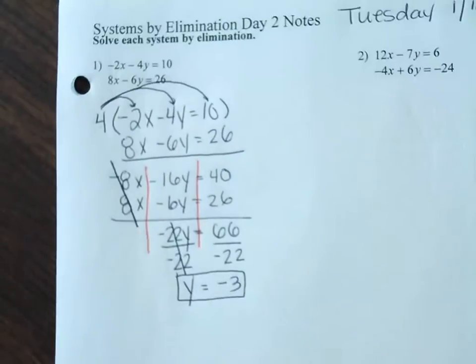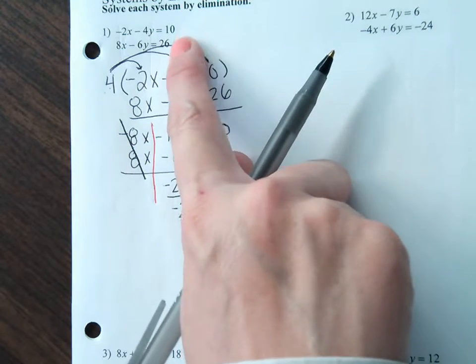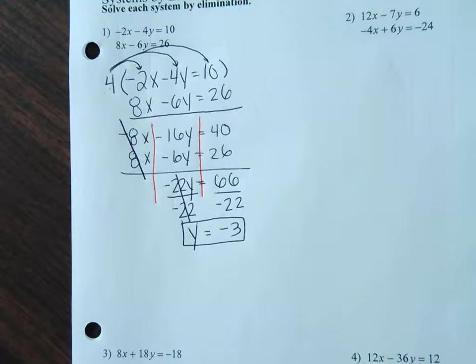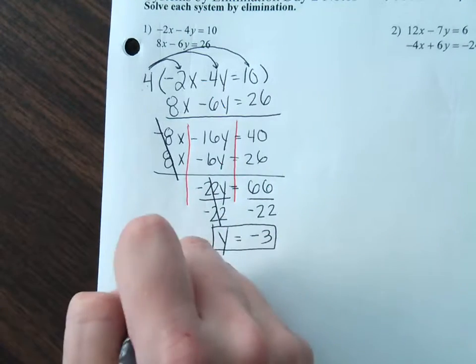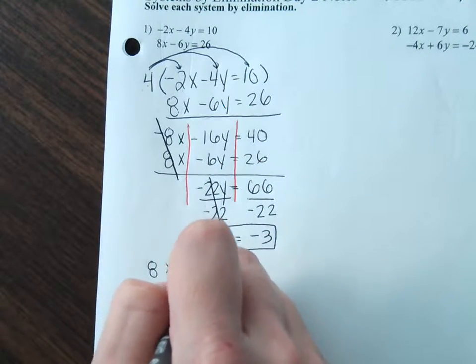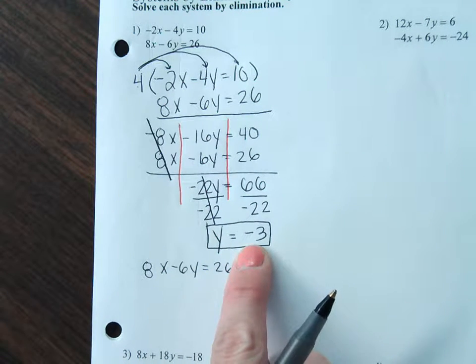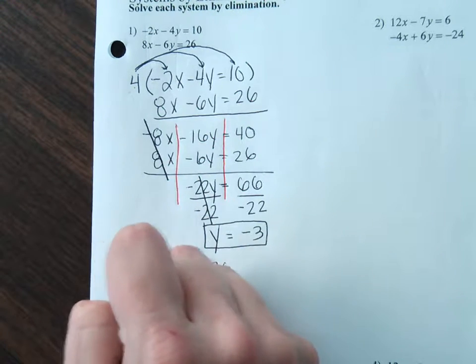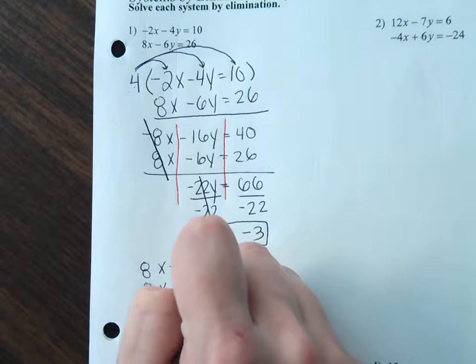Now we do the same thing as we did before once we found our first value. You can pick one of these two equations, or you can pick one of these two equations. It doesn't matter. You're going to get the same answer no matter what. So I'm going to choose the second equation. So we have 8x minus 6y equals 26. We are replacing y with negative 3 because that's what we found y to be. So I have 8x minus 6 times negative 3 equals 26.